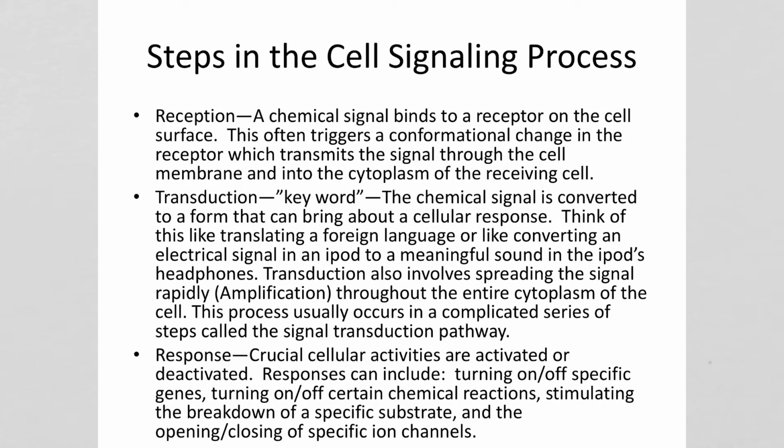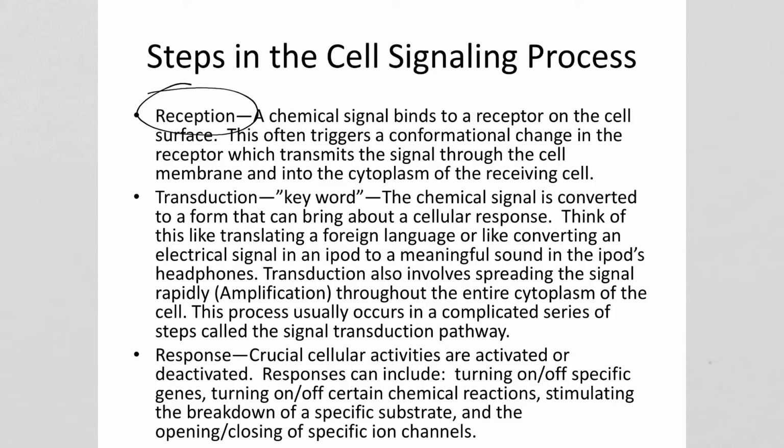Next, we're going to talk about the steps involved in the cell signaling process. And it's usually broken down into 3 steps. Step number 1 is called reception. And this is when the signal binds to the receptor. This often causes the receptor to change shape.